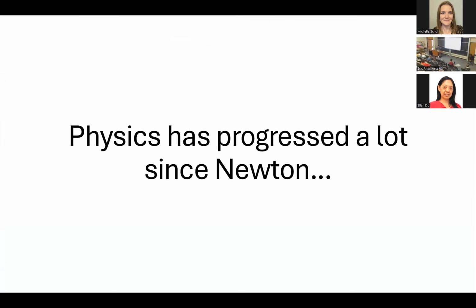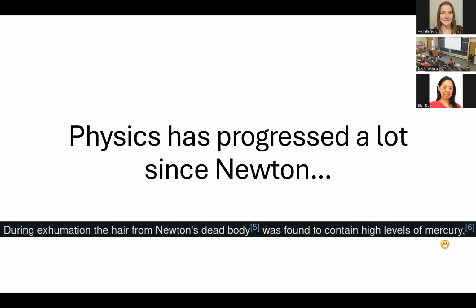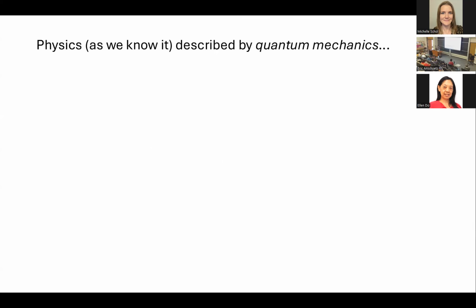Now, I don't know if people have been keeping up with the literature since the 1600s, but physics has progressed a lot since Newton. You just have to look at his cause of death on his Wikipedia page, trying to turn mercury into gold, to realize we've progressed in science since then. And actually, physics as we know it isn't described by what we would call Newtonian physics, but instead it's described by what we would call quantum mechanics. So I'm not going to teach you all quantum mechanics in an hour, but what I will tell you are some implications of quantum mechanics.